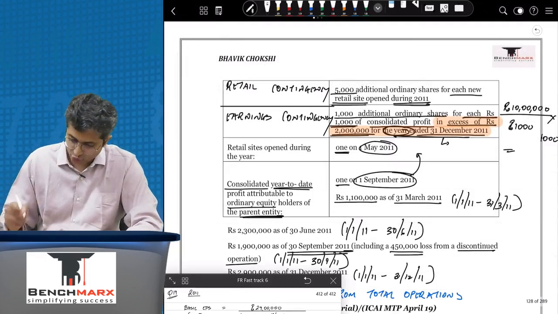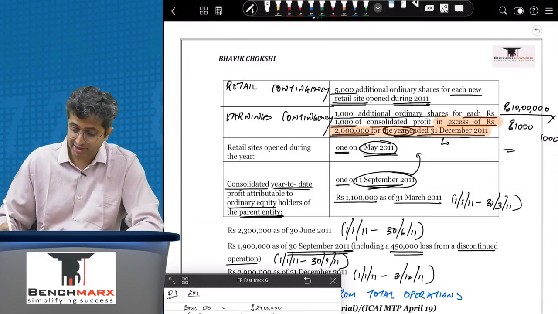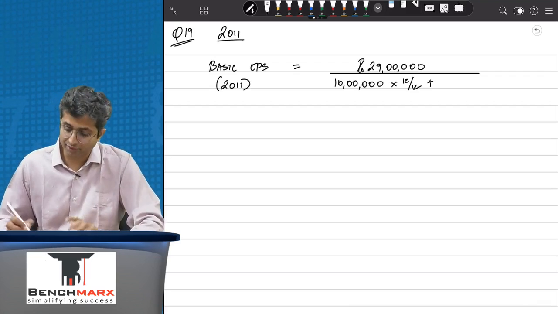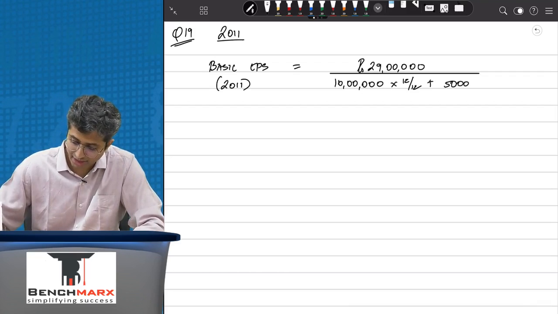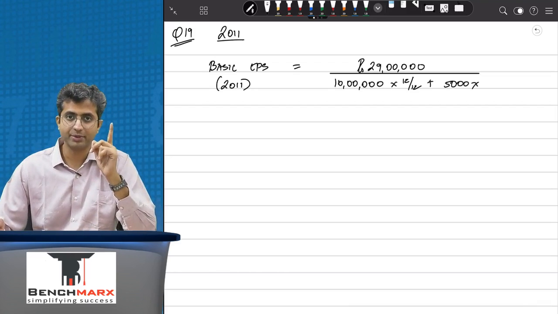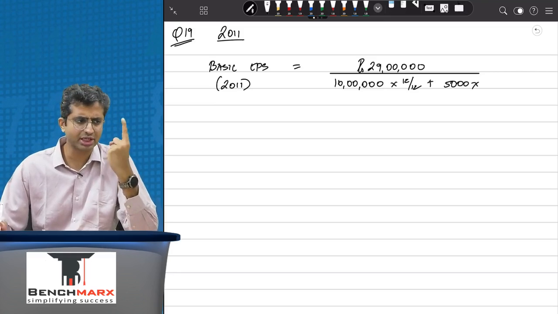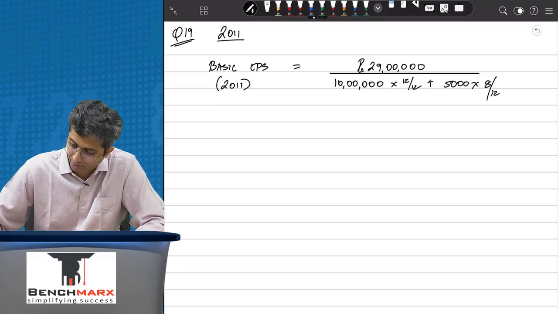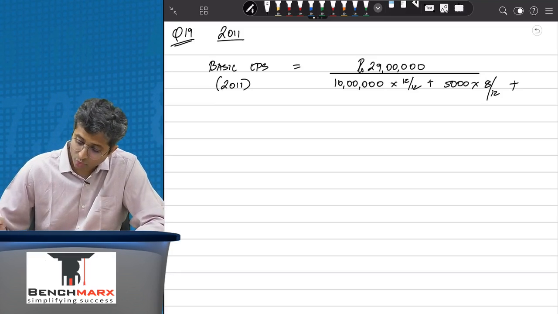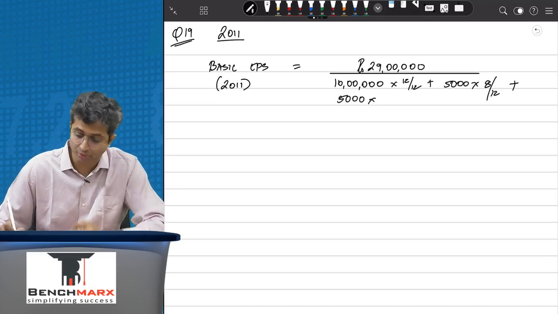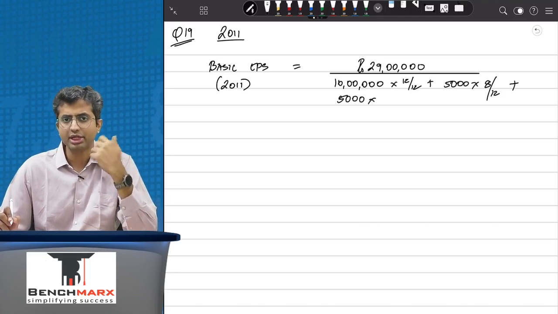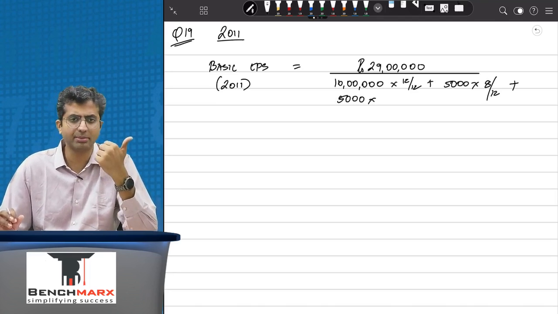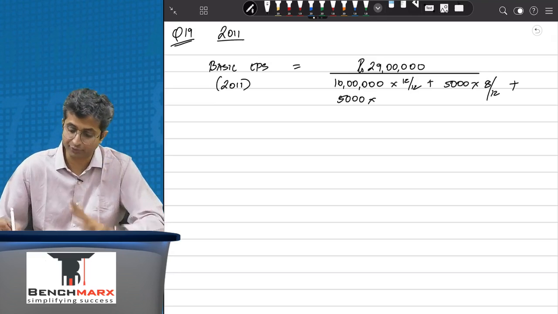Acha, let us say the retail sites opened are one in May and one in September, which means the moment the retail site is opened, the share becomes issuable and hence it should be a part of the basic EPS, which means 5,000 shares will become issuable from 1st of May, which means the number of months they would remain outstanding is May, June, then July up to December. So that is a total of 8 months out of 12 months. Achha, is that it? Well, apart from that, another 5,000 shares become issuable when you open another store in September, which means these shares will actually be outstanding in the month of September, October, November, December, 4 months.